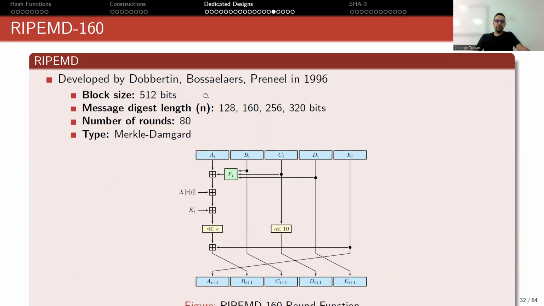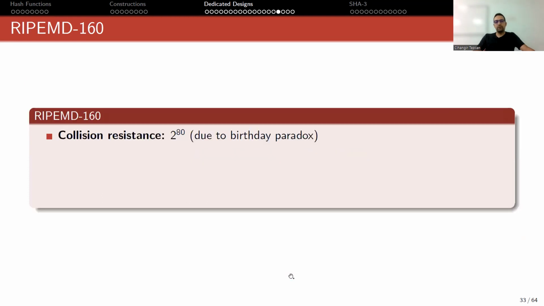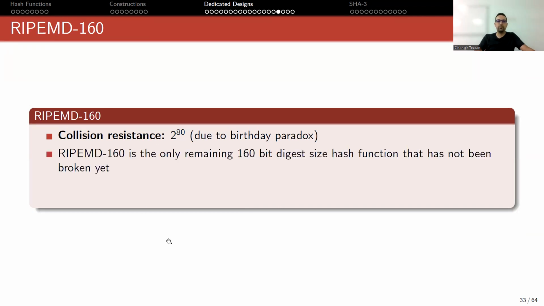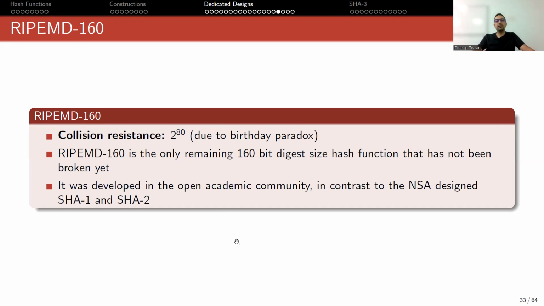RIPEMD was developed by Dobbertin, Bosselaers, and Preneel. As you can see, this one was designed by academicians, not the NSA. So it looks very similar to SHA-1. The message digest length, we can choose 160 like SHA-1. But the operations are a little bit different, okay? The good thing is that nobody could come up with a collision attack so far. So if you want short hash outputs, instead of using SHA-1, you can use RIPEMD-160. RIPEMD-160 is the only remaining 160-bit digest size hash function that has not been broken yet.